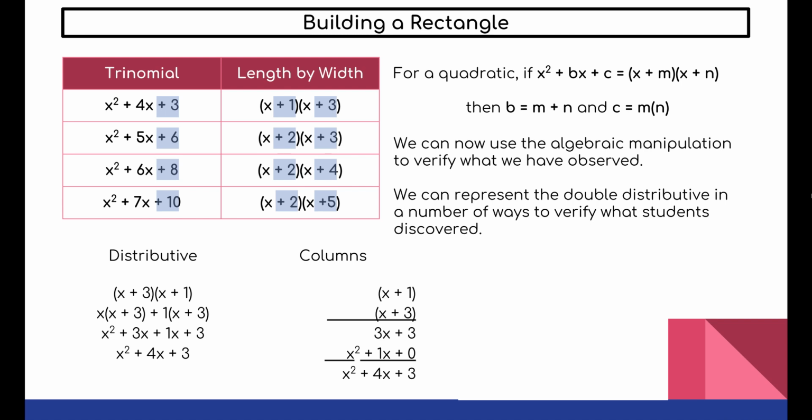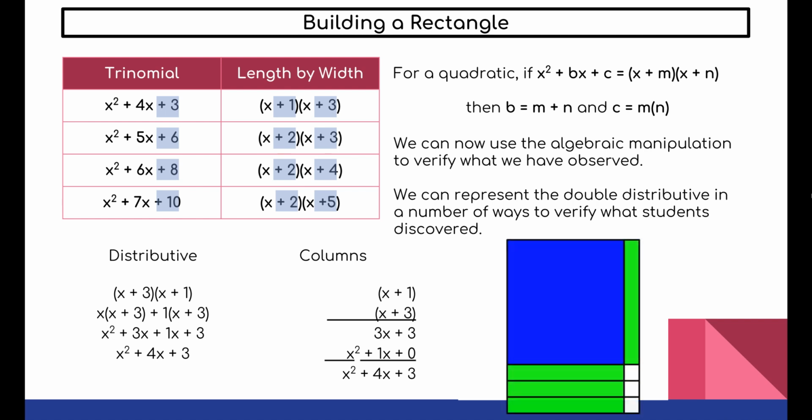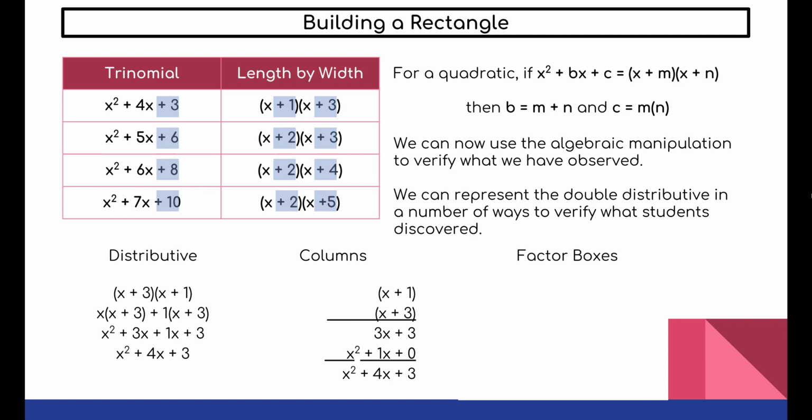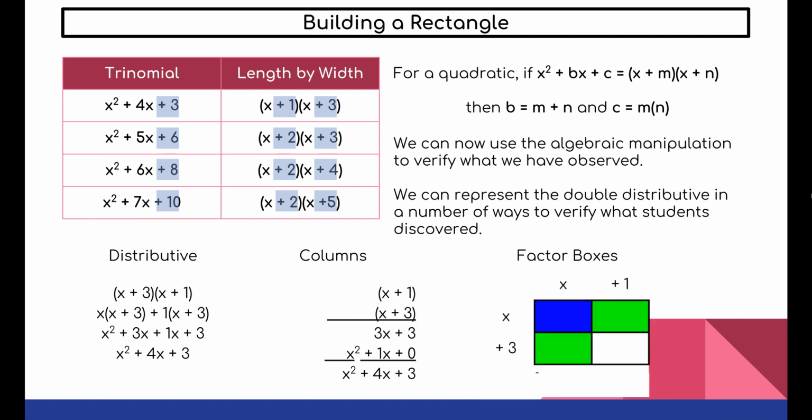But there's another way. Because at the beginning of this, students engaged with algebra tiles. So what if there was a way to use the algebra tiles to tie into both factoring and distributing? And the key is thinking about the arrangement of the length times the width. And that's where factor boxes come in. When we think about factor boxes, they really arrange the same way as those algebra tiles.